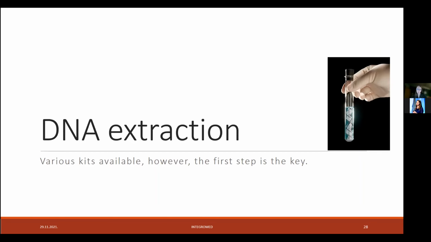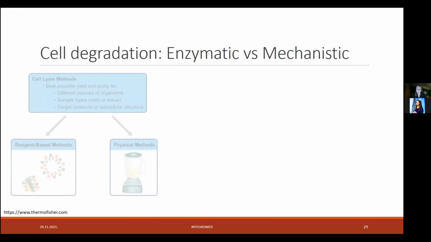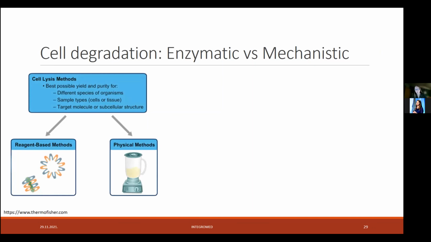However, the first step in the extraction of microbial DNA, and I would say also RNA, is really important because you have to make a choice whether you are using enzymatic or mechanistic cell degradation. What it means is quite straightforward. Enzymatic degradation would be some reagent and enzyme-based degradation of cell walls, and mechanistic usually uses some beads and physical force to perform the cell wall degradation.